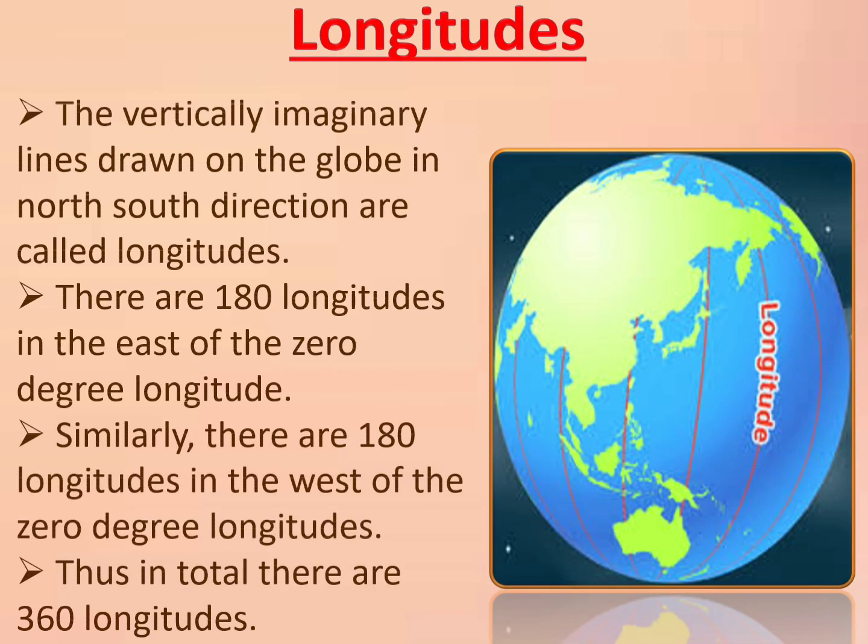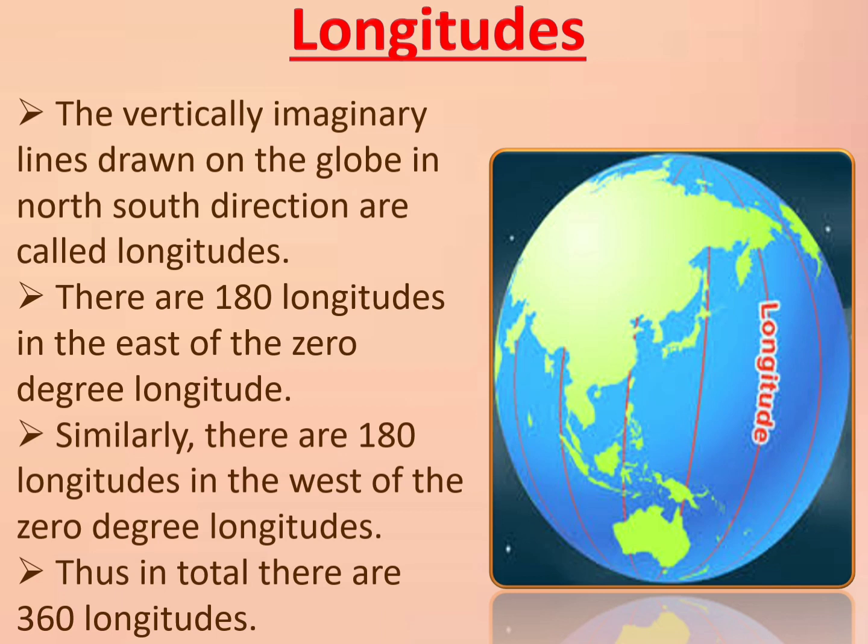Longitudes. The vertical imaginary lines drawn on the globe in north-south direction are called longitudes. In the image, you can see that the parallel lines are in the north-south direction. There are 180 longitudes in the east of the 0 degree longitude. Similarly, there are 180 longitudes in the west of the 0 degree longitude. Thus, in total, there are 360 longitudes.